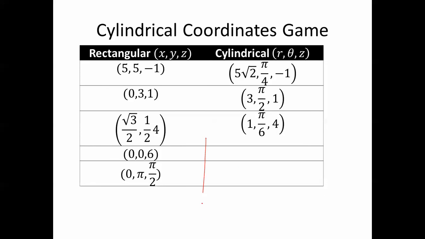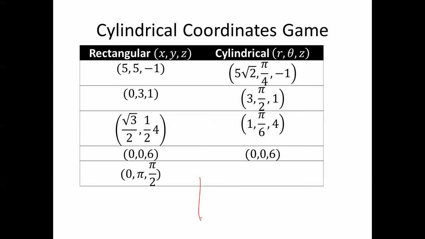(0, 0, 6). Okay, well, what are the cylindrical coordinates r, theta, z for this point? Again, (0, 0, 6). R is going to be 0. Theta could be anything, really. It doesn't matter what you put in for that, and z is still going to be 6. So yeah, we gave it (0, 0, 6), but really the theta coordinate could have been anything.